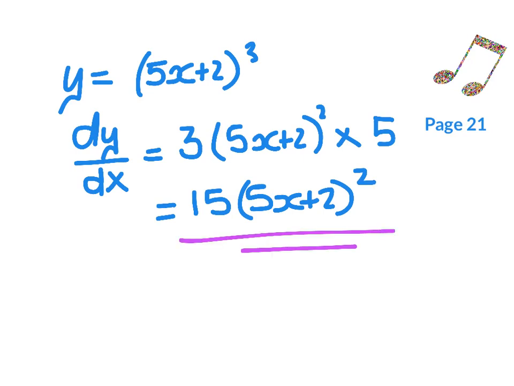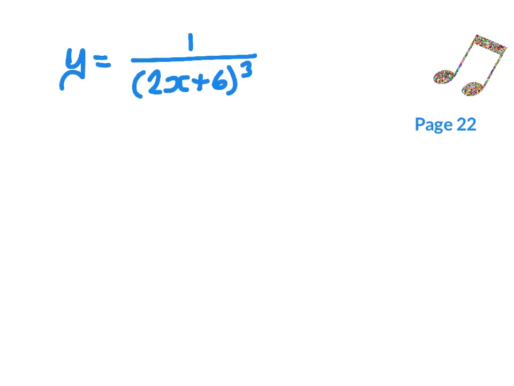Okay, we're going to flip now to page 22. Here we have a function y is 1 over 2x plus 6 cubed. Now in the same way that we didn't like to have x underneath a bracket when we were differentiating single functions, we don't like x under the bracket with composite functions either. And we can use the same index rules. We can bring this whole bracket up just by changing the power by multiplying it by -1.